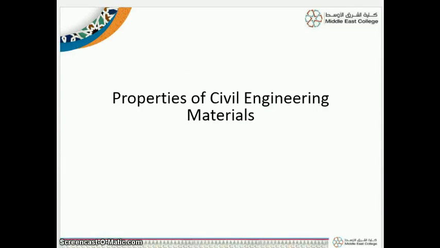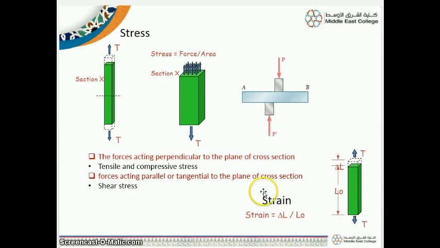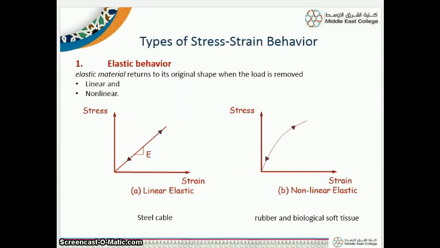Now coming to properties of civil engineering materials. You already know stress and strain. The forces acting perpendicular to the plane of cross section, this is the cross section, mean tensile and compressive forces. Forces acting parallel or tangential to the plane of cross section are called shear stress. So if you have shear stress, we know the formula for strain.